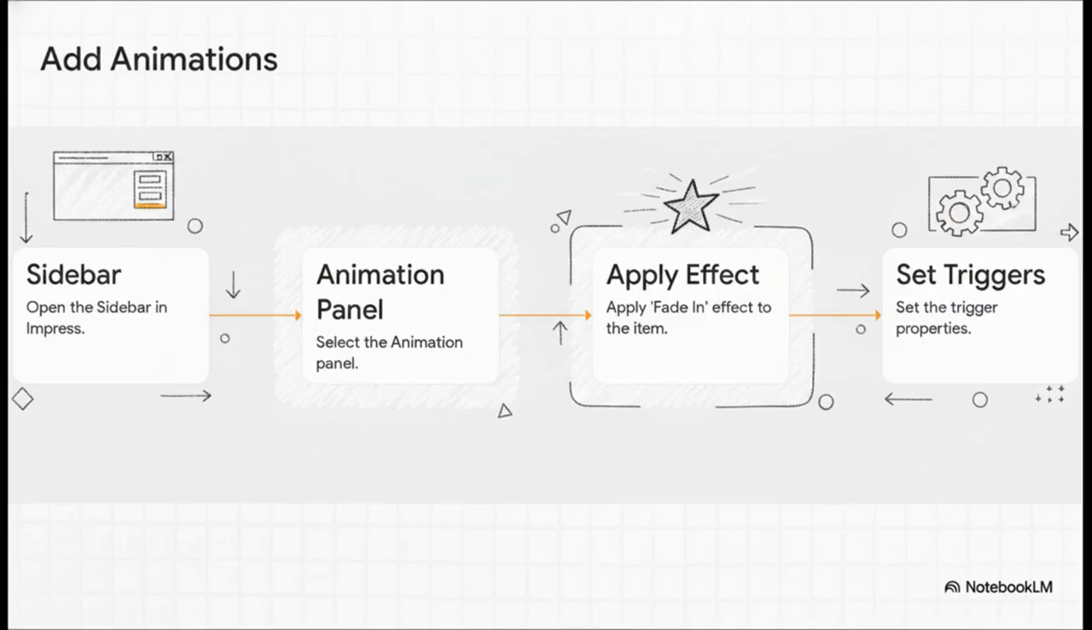Listen, examiners aren't looking for crazy, dizzying bounce animations, okay? They want to see subtle, professional control. And fourth, this is huge. You absolutely have to set the trigger properties. Just slapping an animation on there isn't enough. Actively controlling how and when those elements flow is what really proves you know your stuff.